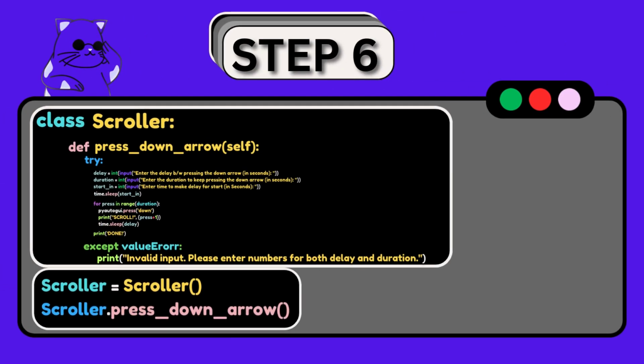After completing our main code, we create an object from the scroller class and then call a method from it. scroller equals scroller() creates an instance of the scroller class, allowing us to use its methods. scroller.press_down_arrow() calls the press down arrow method of that instance, which triggers the scrolling action defined in the class. In short, it sets up the scroller object and then tells it to scroll down by running its method.